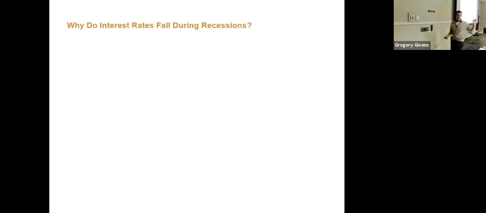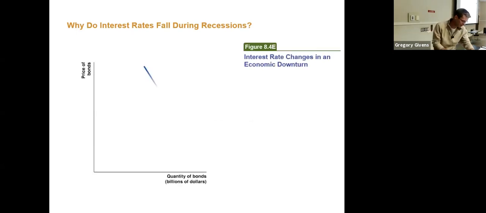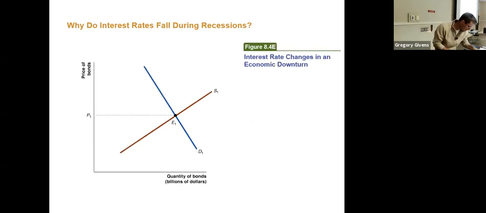No? All right, I want to finish this topic by working through a real world example about how we can use this supply and demand model of the bond market to actually help inform us about something that we see in the data regarding the relationship between interest rates and the state of the economy. That is, whether or not we're in a recession versus an expansion.